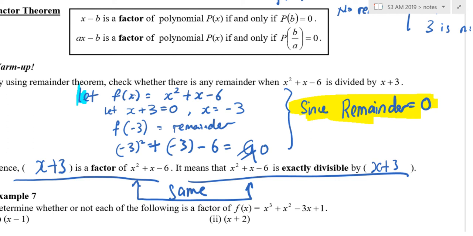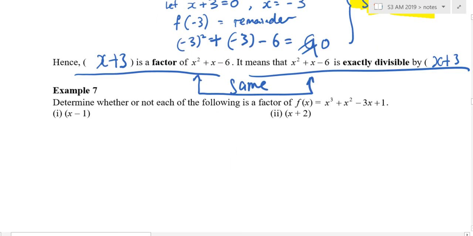Now let's start with example 7. Determine whether it is a factor or not. Start. Decimal is not a factor. Fraction also not a factor. Matthew can tell us what is the first remainder. Oh, first remainder is 0. Second remainder? 3.